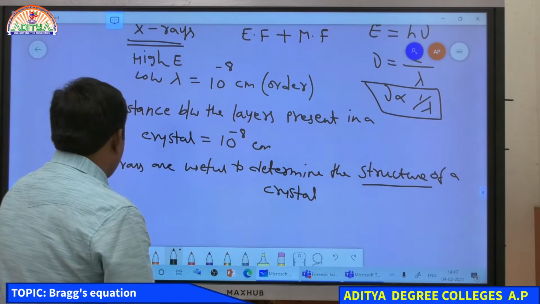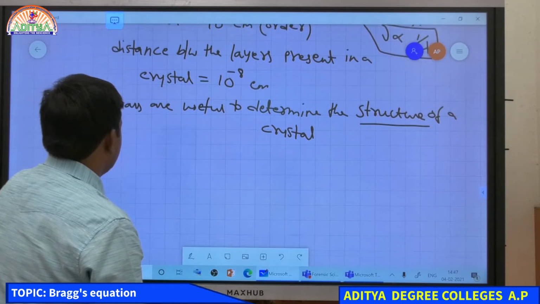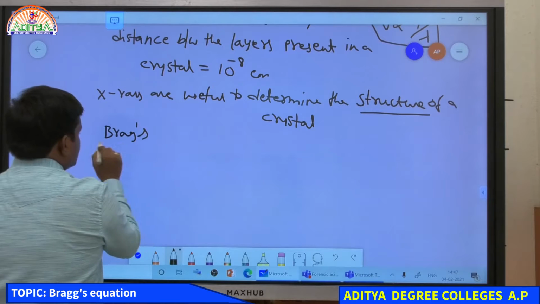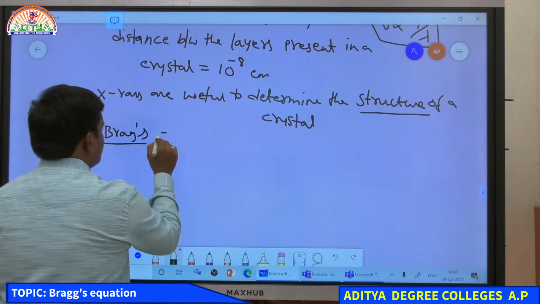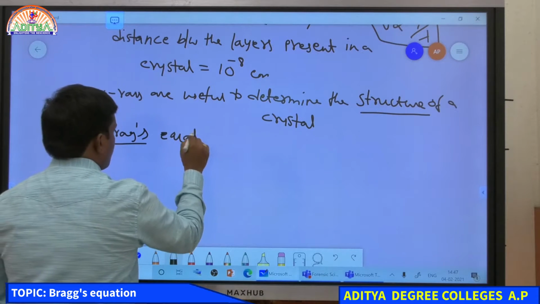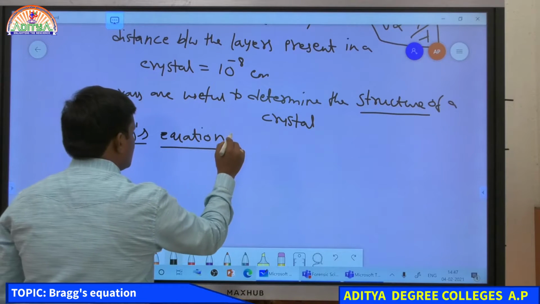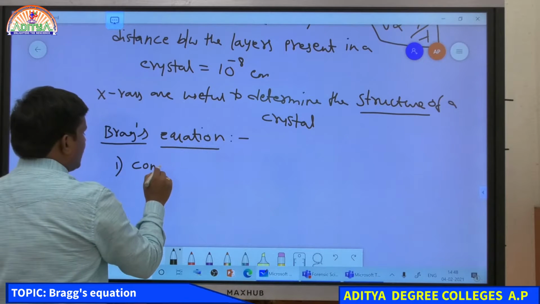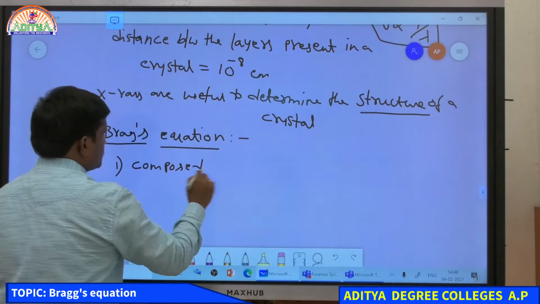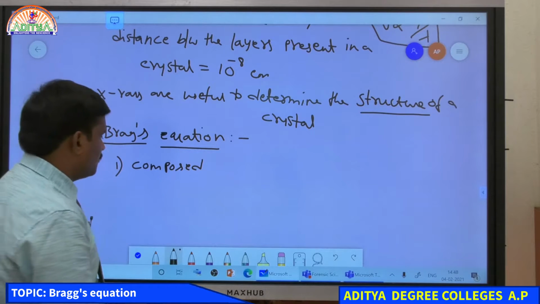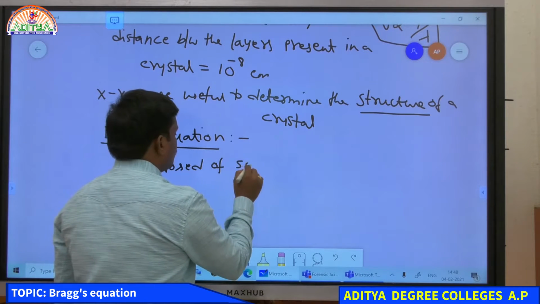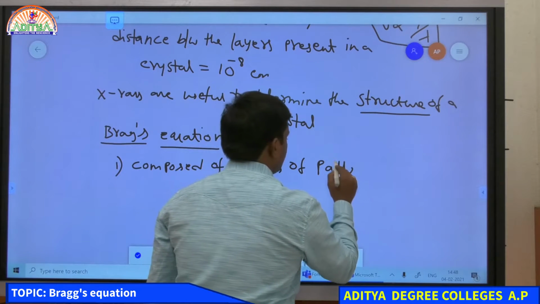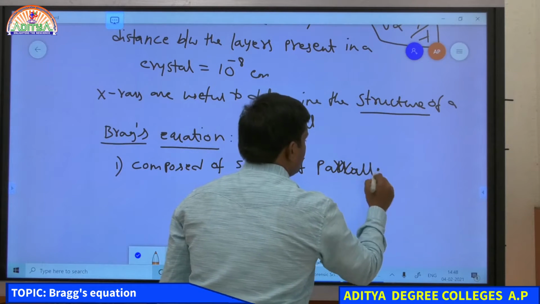So for this, Bragg, a scientist, derived an equation, that is nothing but Bragg's equation. For this determination, Bragg considered that each crystal is composed of a series of parallel lines. The first assumption is that a crystal is composed of a series of parallel lines.